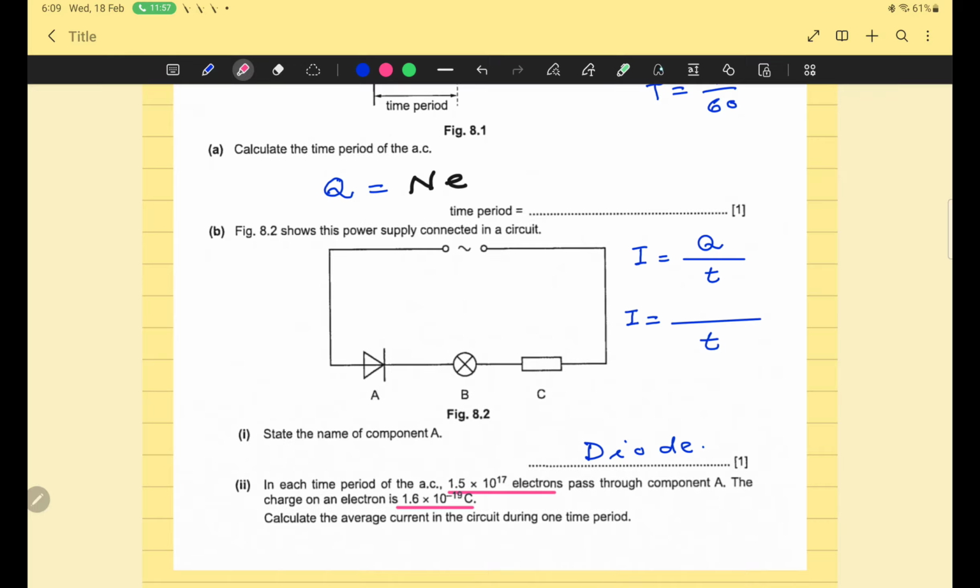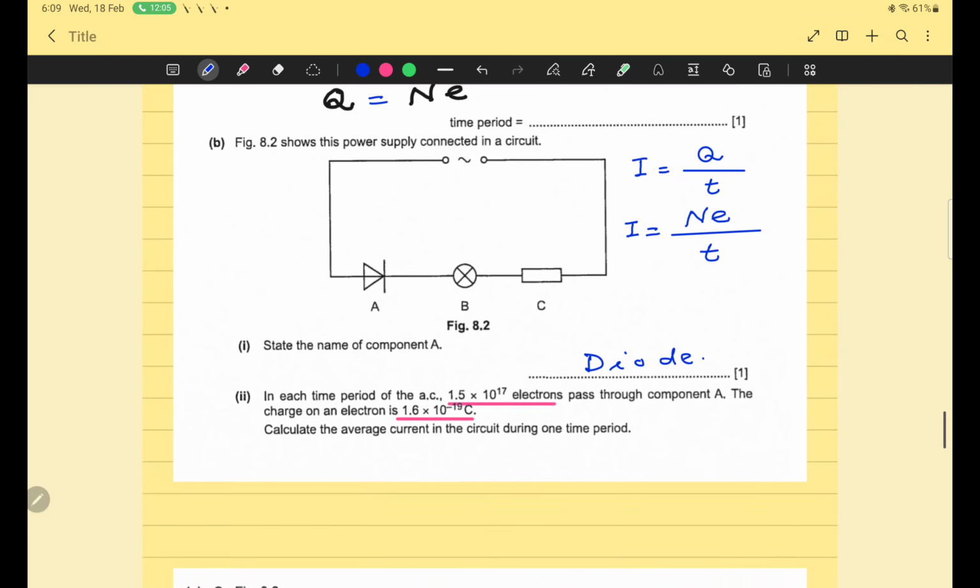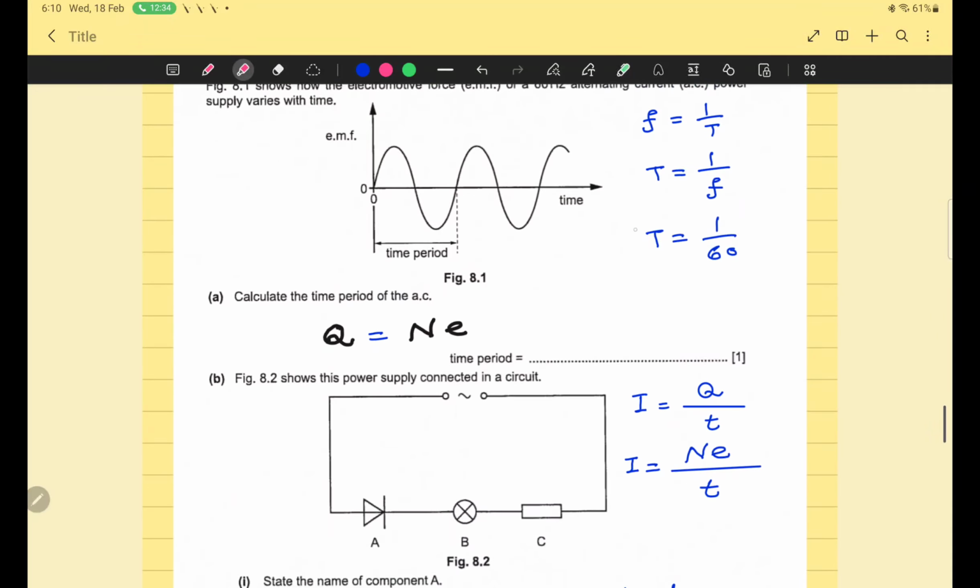But in the beginning of this chapter, I explained this formula to you. Charge is equal to Ne. And now I am putting in the values. N is the number of electrons. In this question, sir, the number of electrons is 1.5 exponent 17. This is the number of electrons and it is multiplied with the charge. So charge is 1.6 exponent minus 19, divided by time. Sir, you are given one time period.